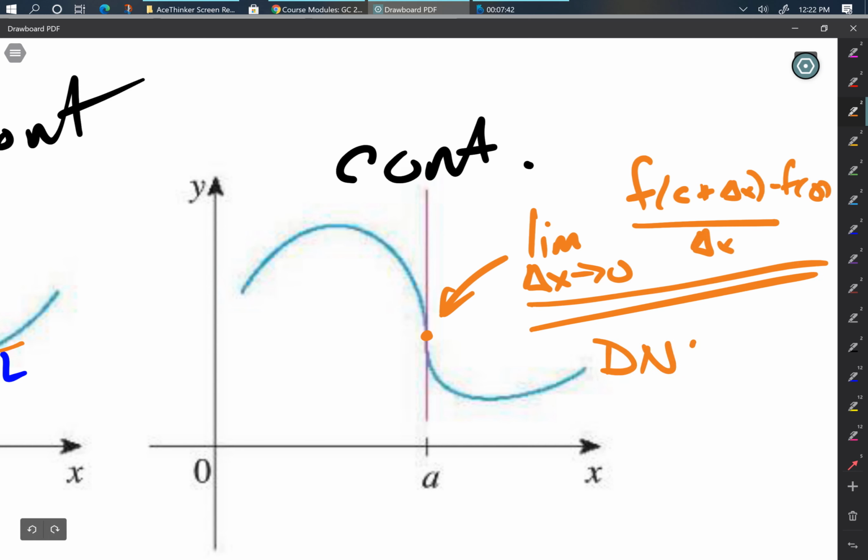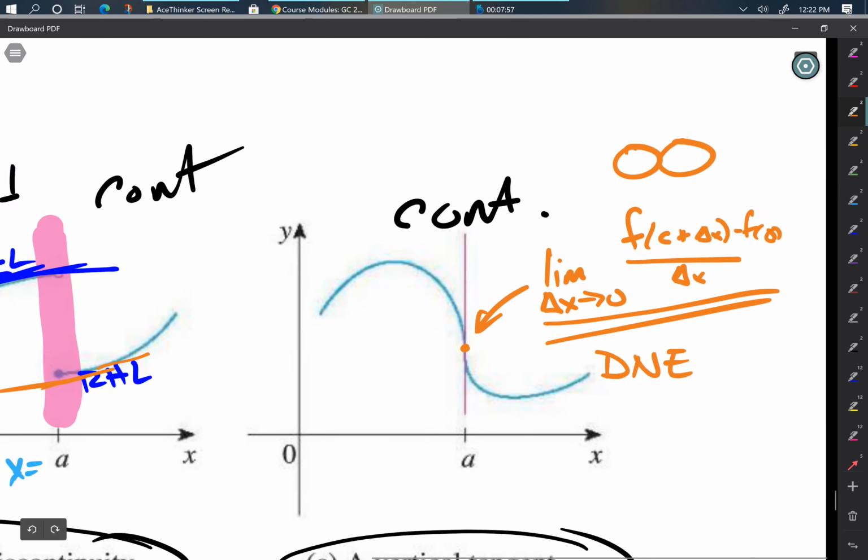Well, the value of the limit does not exist because a vertical tangent line means that this limit is going to infinity, and infinity is not a number. Infinity is a concept or an idea. And since it goes vertical, it fails to be differentiable.